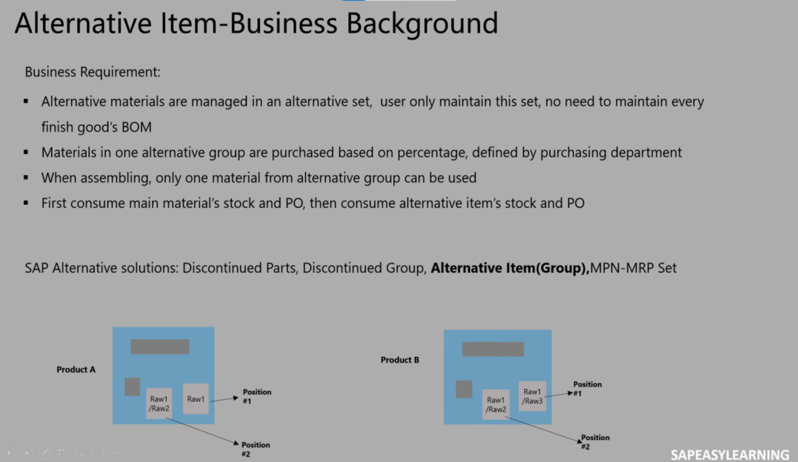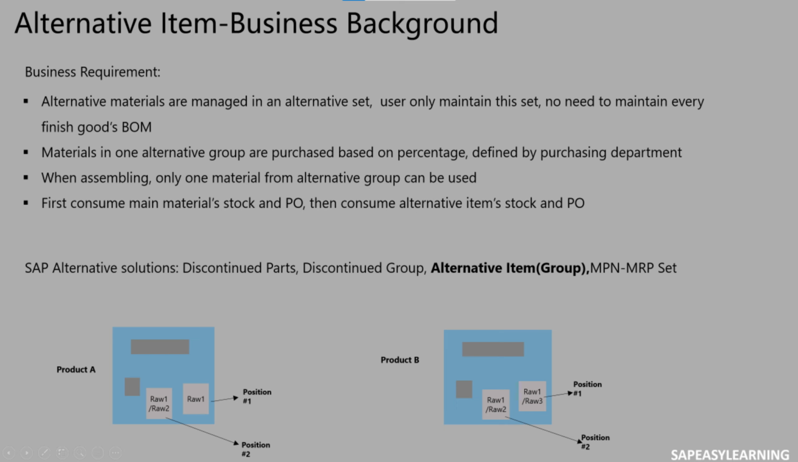Number three, because of customers' requirements and to lower the risk of compatibility issues, one board can only use one material from the alternative set. Number four, when production orders consume the items, first consume the main item, which means higher priority. Once the main item's stock and PO are not enough, then consume alternative items. All right, that was the requirement.